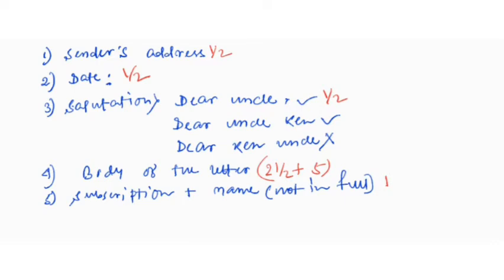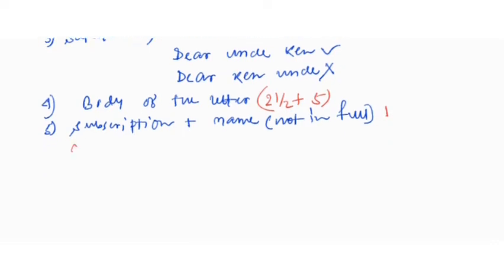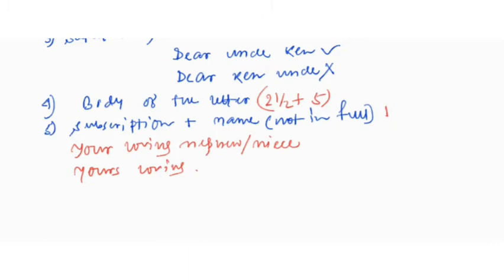Now in case of subscription, you can write your loving nephew or loving niece. You can write that. You can also write yours lovingly, yours lovingly. So this way you can constitute the format for this informal letter.